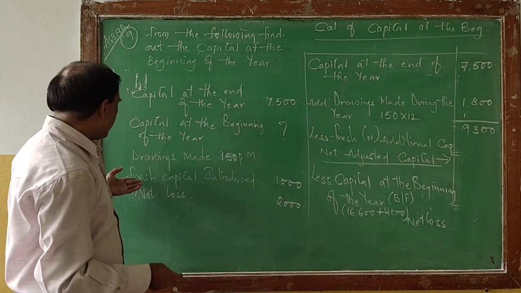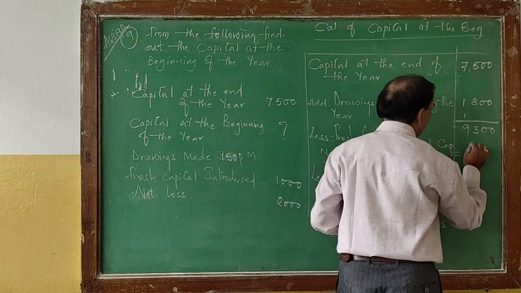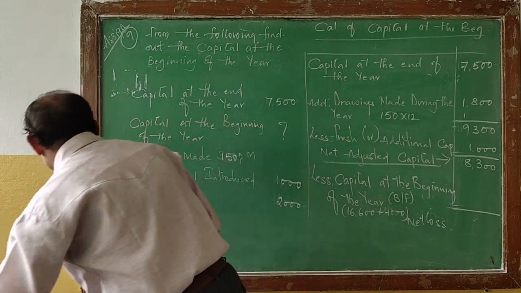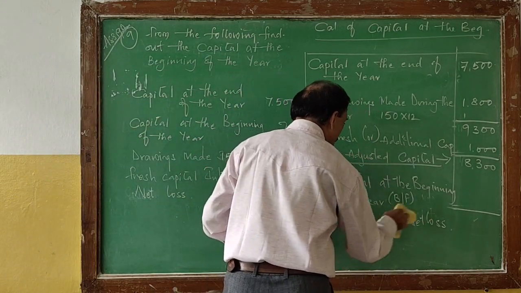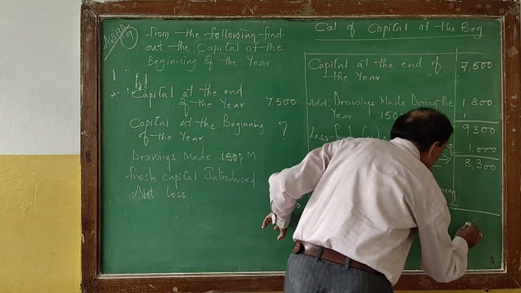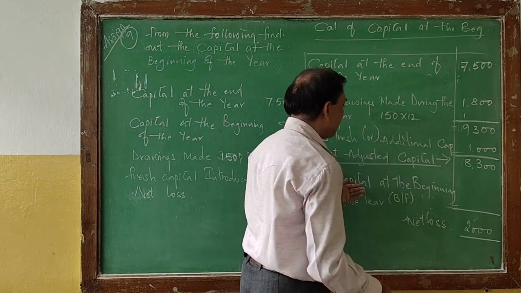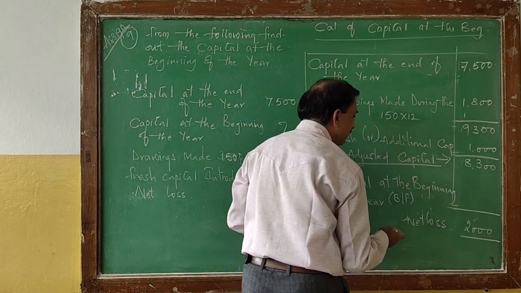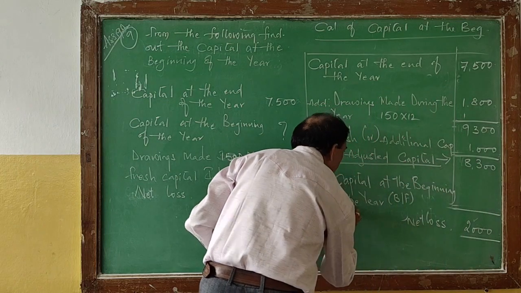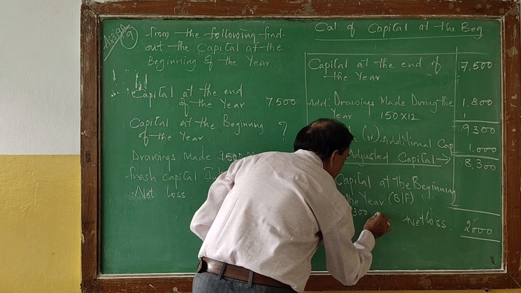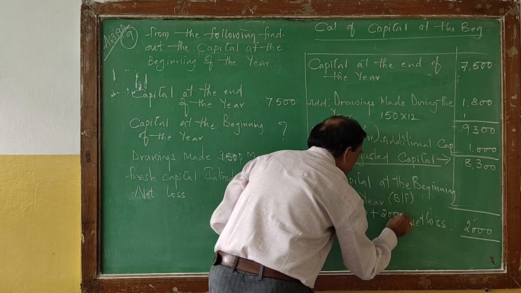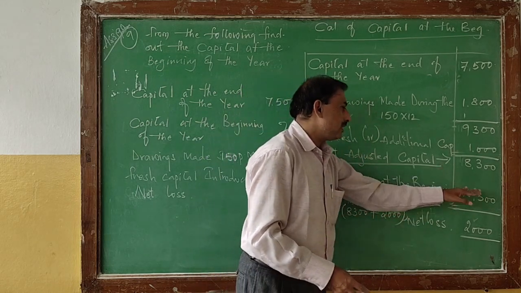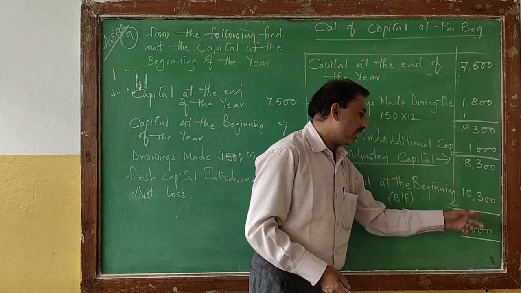From that, what is the additional capital introduced in the problem? 1,000. We will minus that 1,000. So your resultant figure is 8,300. Now, they have given us the net loss in the problem. How much is the net loss? 2,000 rupees. That means your capital at the beginning of the year should be more than the net adjusted capital by 2,000. So we will write here: 8,300 plus 2,000, so it should be 10,300. Your capital at the beginning of the year is 10,300. Then our answer will be minus 2,000.